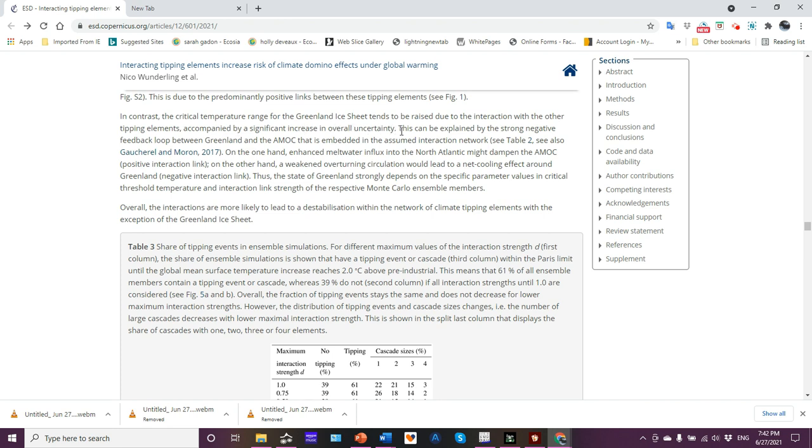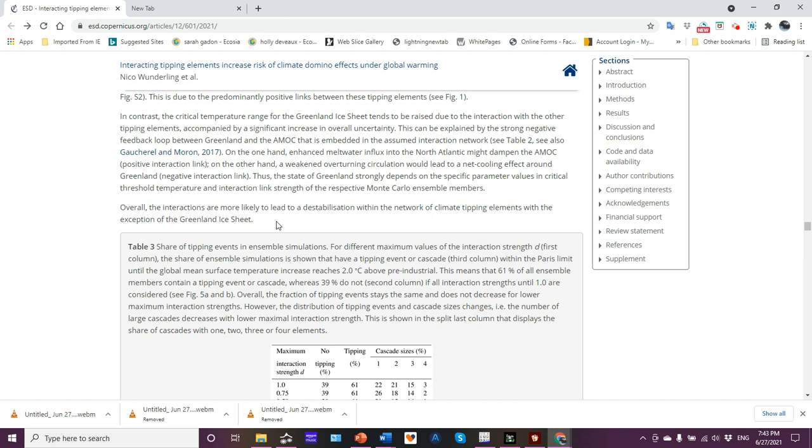This can be explained by the strong negative feedback loop between Greenland and AMOC that is embedded in the assumed interaction network. On the one hand, enhanced meltwater influx into the North Atlantic might dampen AMOC, positive interaction link. On the other hand, a weakened overturning circulation would lead to a net cooling effect around Greenland. Thus, the state of Greenland strongly depends on the specific parameter values in critical threshold temperatures and interaction link strength of the respective members there.